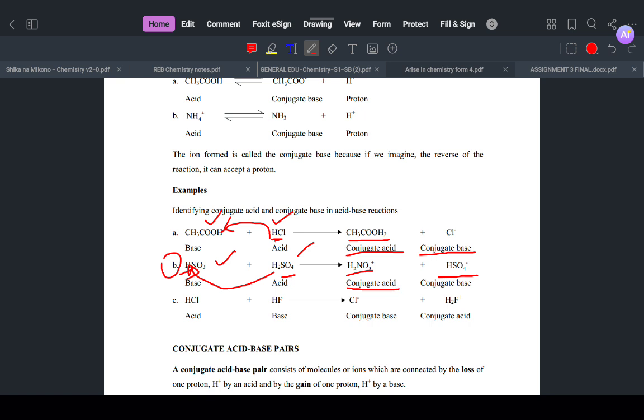Another case, suppose we have hydrochloric acid, HCl, and a base. In the reaction, the hydrogen ion will migrate and be gained by the base to form H2F. So when a base gains a proton, it becomes a conjugate acid, and when an acid loses its proton, it becomes a conjugate base. All right, so these are just some examples.